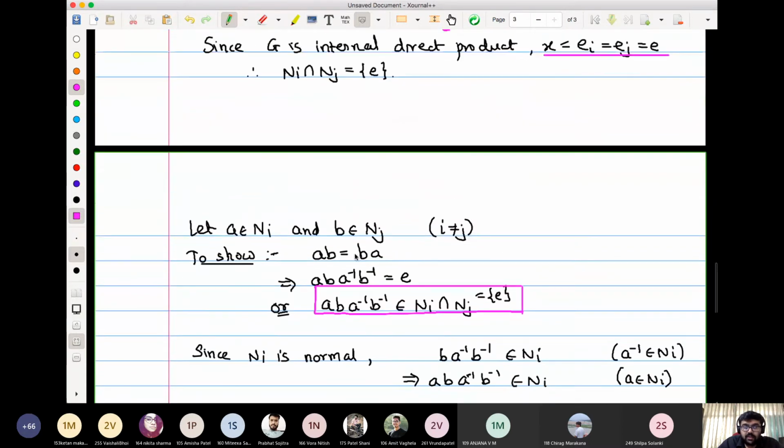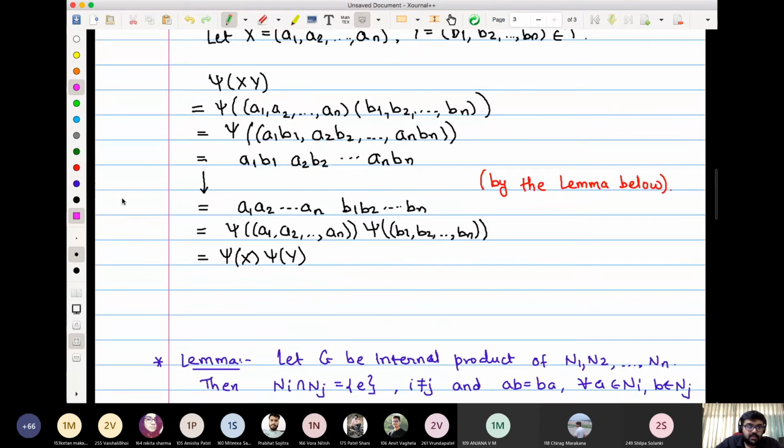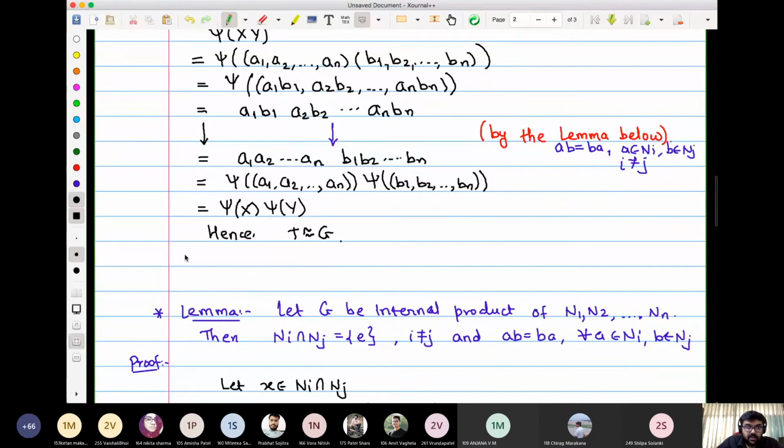So this completes this proof, and by the lemma we can commute, right? The lemma says ab equals ba whenever a is in Ni and b is in Nj, i not equal to j. So by this we can write this expression, and this is a homomorphism, hence we can say it is isomorphic to G. So the external direct product is isomorphic to the internal direct product.